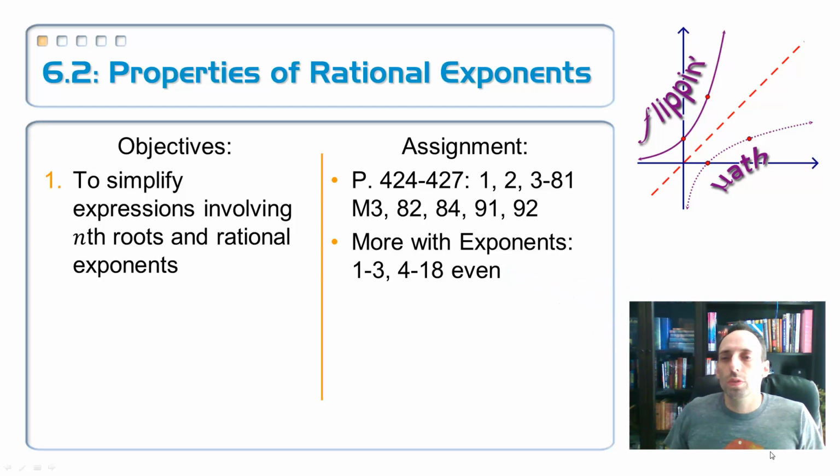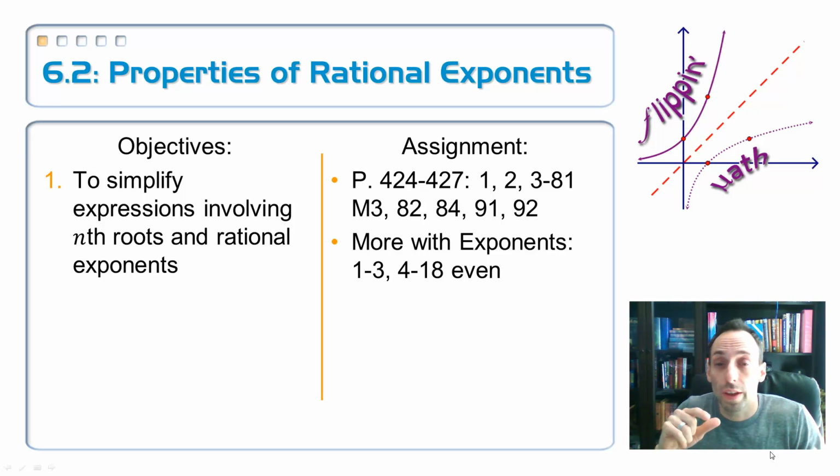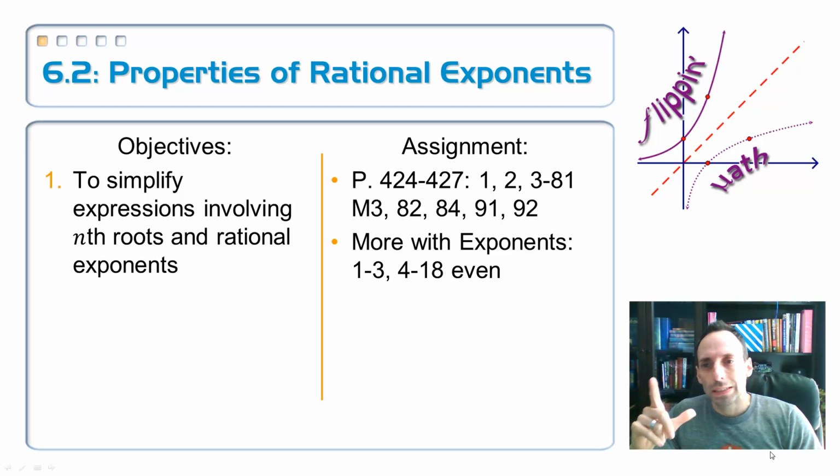In this lesson, we're talking about rational exponents again, specifically some properties of rational exponents. Remember, that means you've got a power, and that power is a fraction. And what that fraction usually means is some sort of root, like a square root is a 1/2 power, a cube root's a 1/3 power, things like that. So we just have one objective here, and that's simplifying expressions with nth roots and rational exponents.